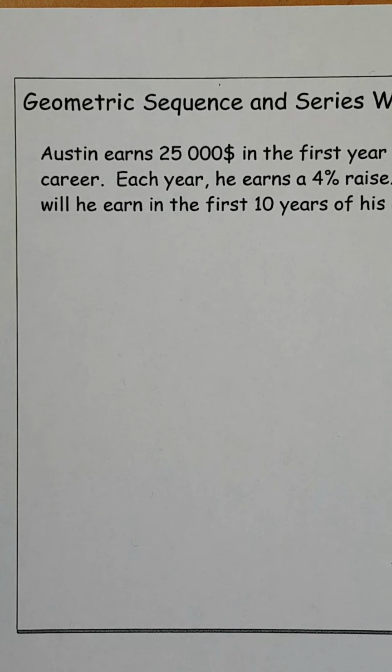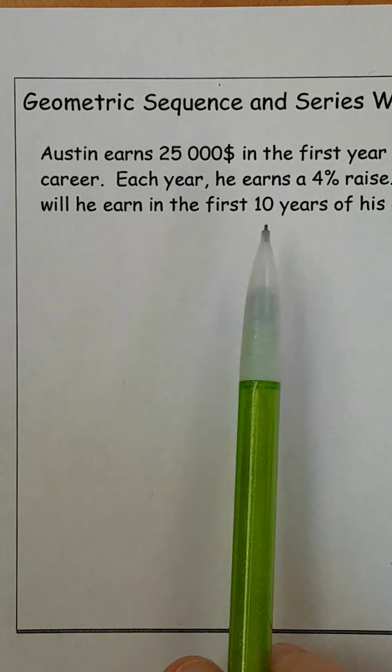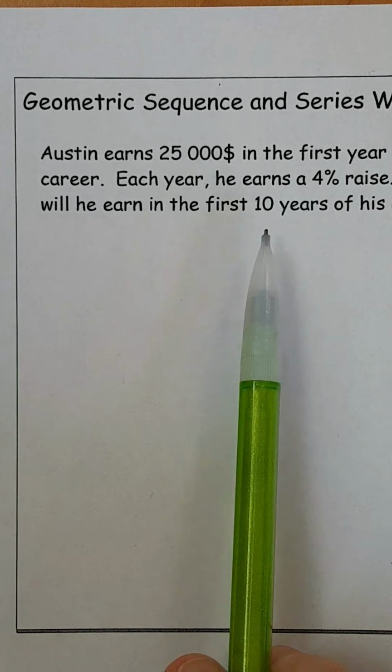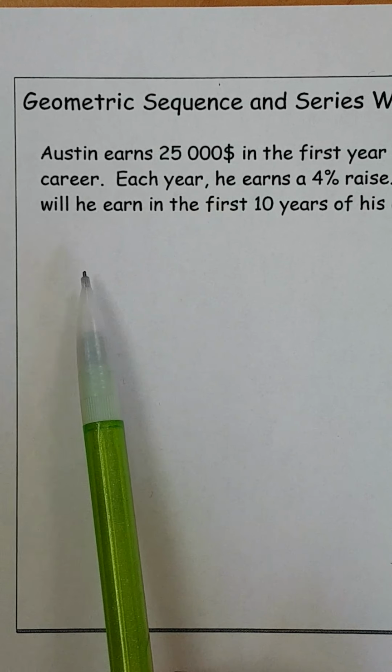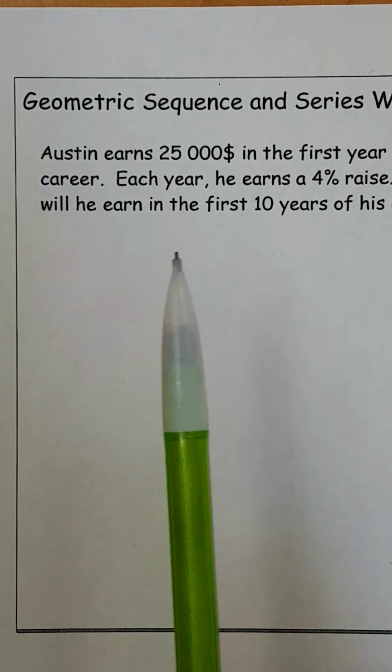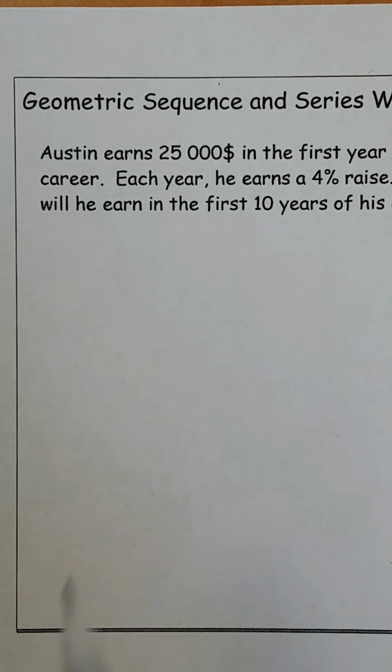So first thing we have to do is decide if we're dealing with a sequence or a series. If we're interested in how much he'll earn in the first 10 years, well, we need to take what he earns in the first year, add it to what he earns in the second, plus the third. So we're going to see how much money he earns as a sum, right?